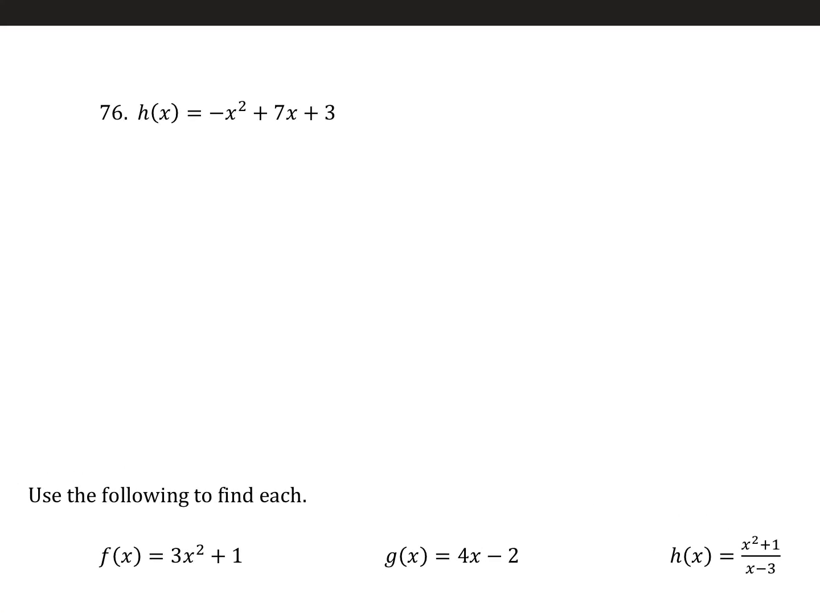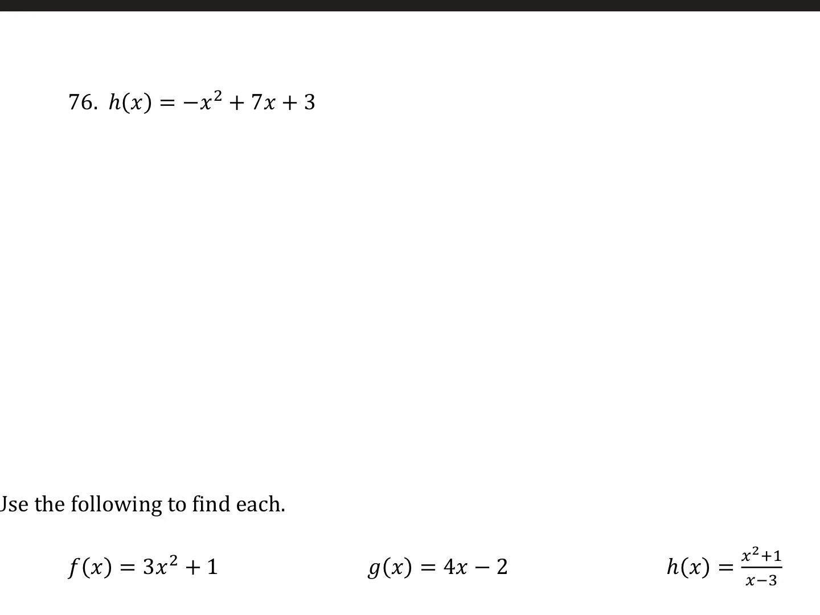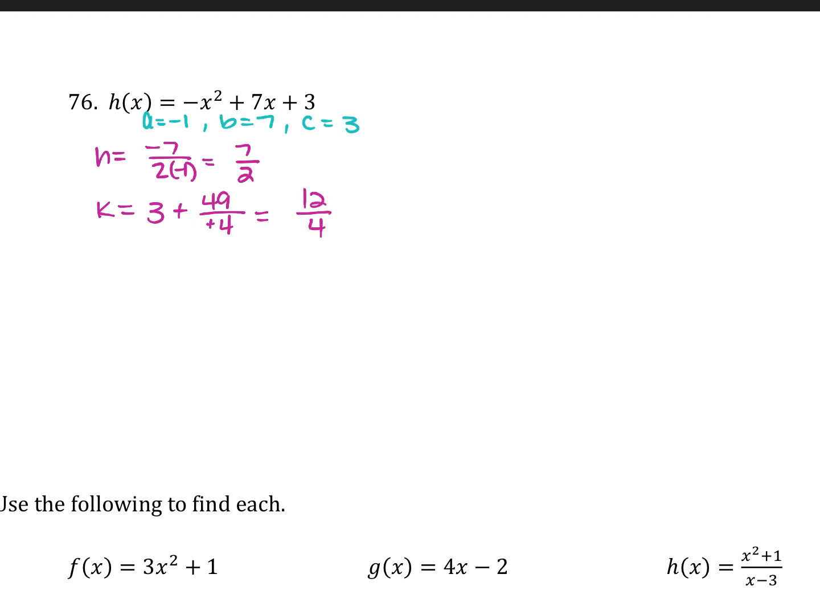For 76, you have h of x is equal to -x squared plus 7x plus 3. Your a is -1, b is 7, c is 3. So to find h, you're going to do -7 over 2 times -1, which is going to be positive 7 over 2. Your k, you're going to have 3 minus b squared, so 7 squared is 49, over 4 times -1 is -4. Double negatives turn into positives. The 3 turns into 12 over 4 to be like denominators. And you add. The 12 plus 49 gives us 61 over 4. So your ordered pair that is your vertex is 7 over 2, comma 61 over 4.